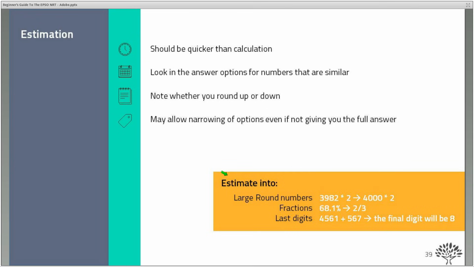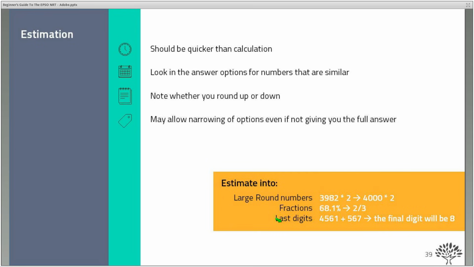We've got 3 different estimation techniques shown here. The first is rounding off large numbers. In the example here, instead of multiplying 3,982 by 2, we multiply 4,000. So we know the answer is going to be around 8,000. Second, fractions. Sometimes you can turn percentages into fractions very easily. So 68.1%, if estimation was appropriate, I would just use as 2/3, because 2/3 is 66.7%. This is a very close approximation.